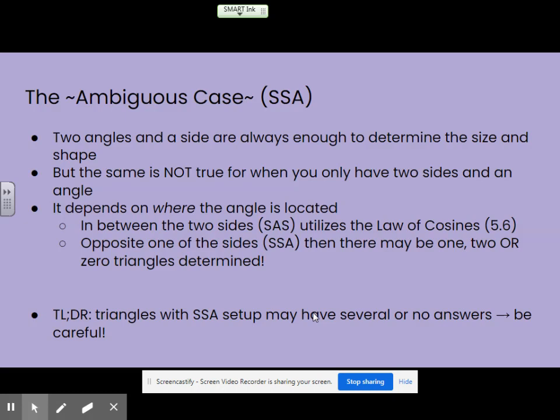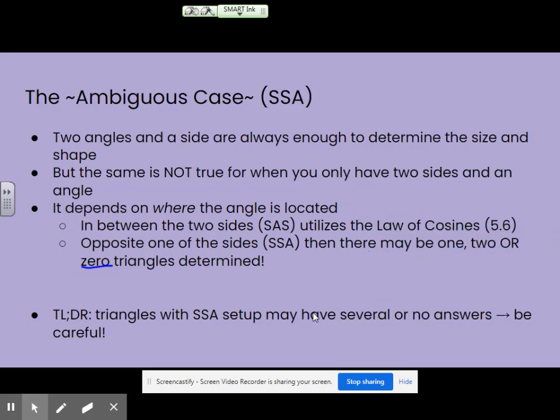Now, how we would go about solving these triangles depends on where the angle is located. If our angle is between two known sides, it's called a side angle side, and it uses the law of cosines, aka what we're doing tomorrow. So we ignore it until tomorrow. However, if our given angle is opposite one of the sides, then there might be 1, 2, or 0 triangles determined. What that would look like is if I have two sides and an angle that is opposite from one of them, side-side angle, that's when we can use our law of sines, but it'll be a little bit tricky, and that's okay.